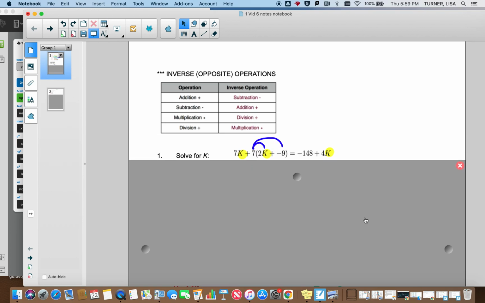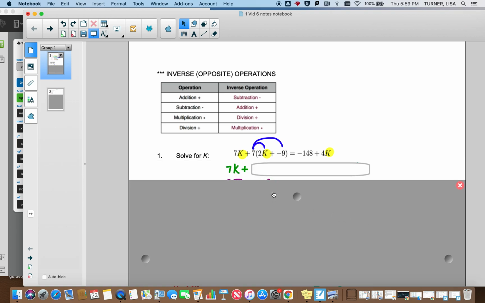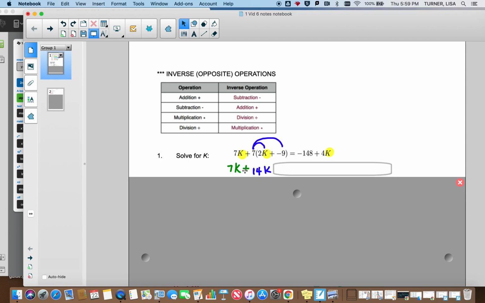All right, this first one. I see parentheses, and so I'm going to distribute. The key is to copy down the original equation, but distribute that 7. And so I'm going to write down that original 7k, so go ahead and write down the original 7k plus 7 times 2k's is 14k's. I'll line those up. 7 times a negative 9, and that's a negative 63.